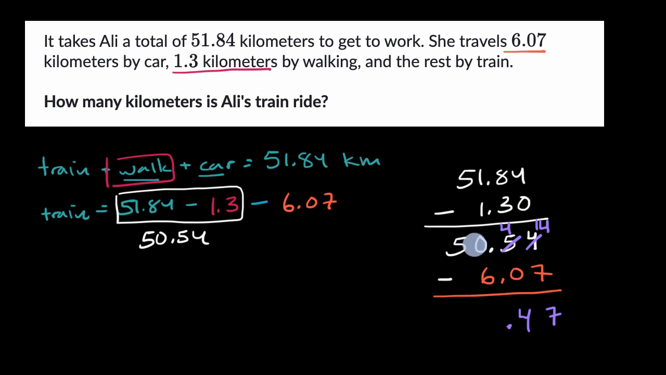And we could do regrouping again, or you might just recognize that 50 minus 6 is going to be 44. If we wanted to regroup, we could say, hey, let's take a 10 here, and then that's 10 ones. 10 minus 6 is 4, and then you bring down those 4 tens. But either way, the amount that Allie travels by train is 44.47 kilometers.